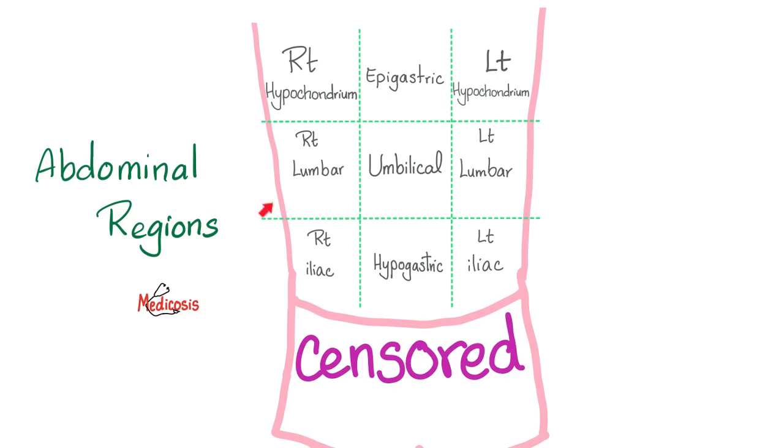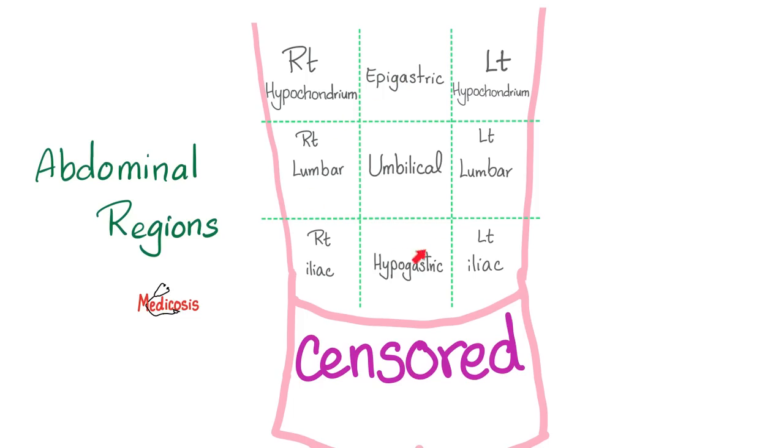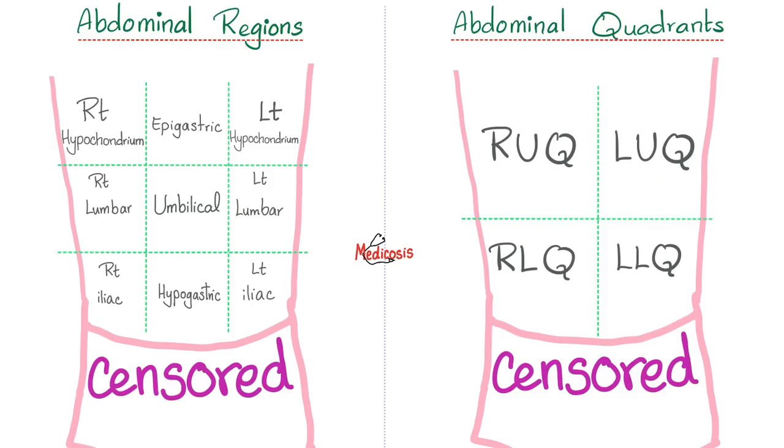We can divide your belly or abdomen into 9 separate regions or into 4 different quadrants. The word quadrant means 1/4, so of course we'll have 4 quadrants. 9 regions, but 4 quadrants. The 9 regions are right hypochondrium, epigastric, left hypochondrium, right lumbar, umbilical, left lumbar region, right iliac region, hypogastric region, and left iliac region. Epigastric is called epigastric because it lies on top of the stomach.